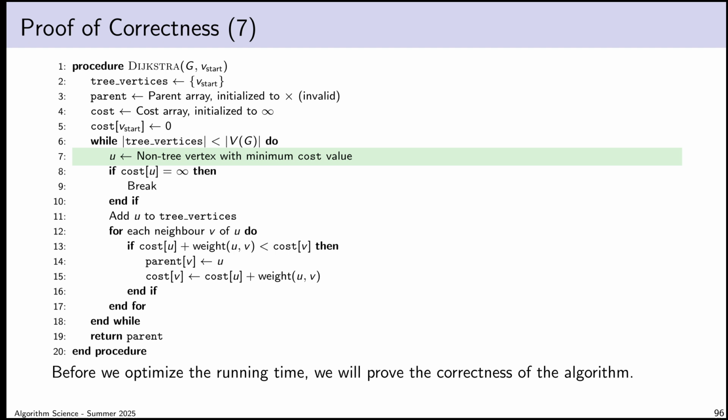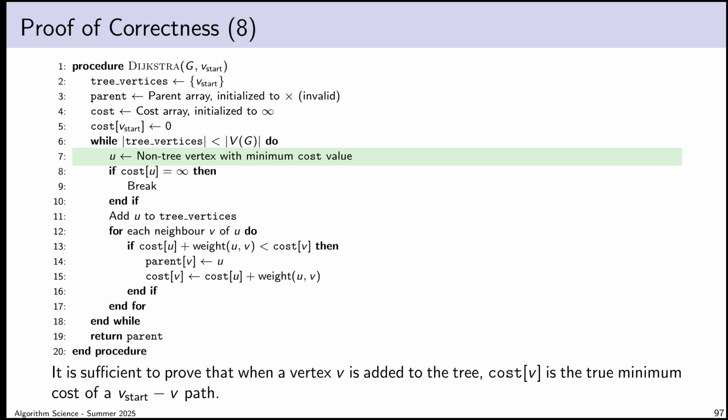But before we do that, let's prove the correctness of what we have. This is in enough detail that we can write a proof of correctness. Let's get that out of the way. What I'm going to prove is that when a vertex v is added to the tree, the value in the array cost[v] is the true minimum cost of a path from the starting point to vertex v. It is sufficient only to prove that. And the reason, if we wanted to write a justification of why I don't need to prove anything else, the summary would basically run like this.